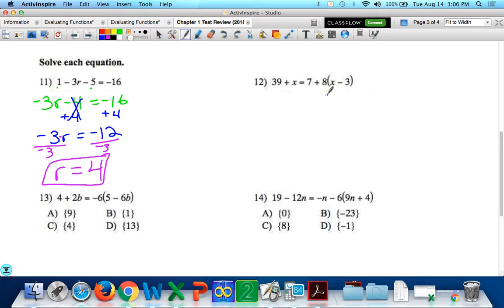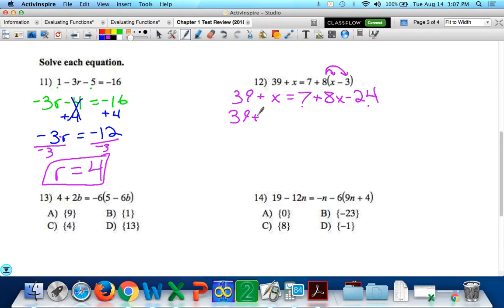But on the right-hand side, so scratch that, we're starting this problem off by freeing up all the stuff inside the parentheses. The way we free it up is by distributing whatever's out front. This is a positive 8, so it's going to go to both pieces. My left side, 39 plus x equals 7, stays the same, and we have positive 8x and -24. Okay? Now we have some like terms on the right-hand side, positive 7 and -24.